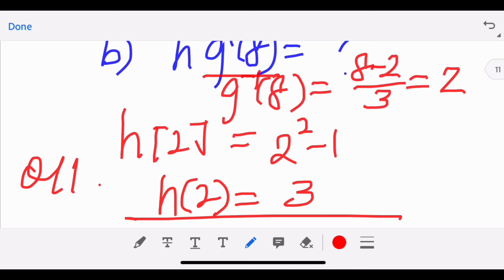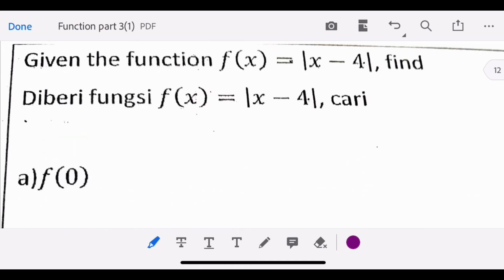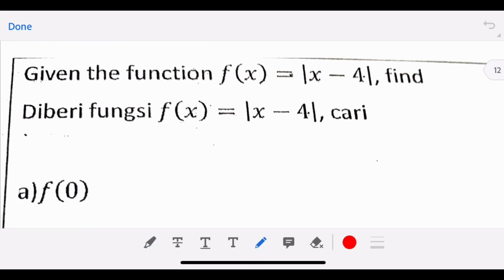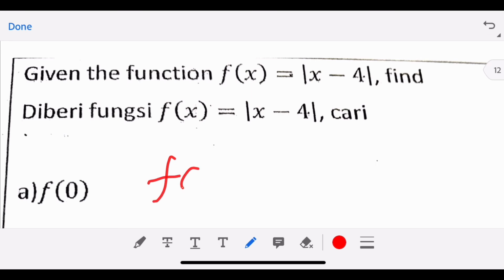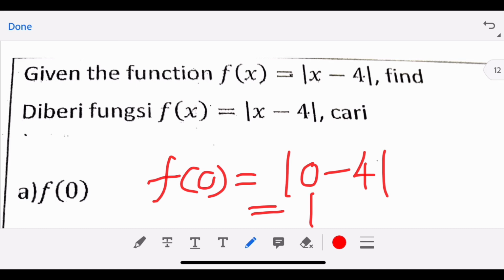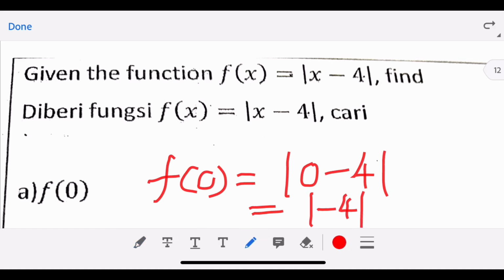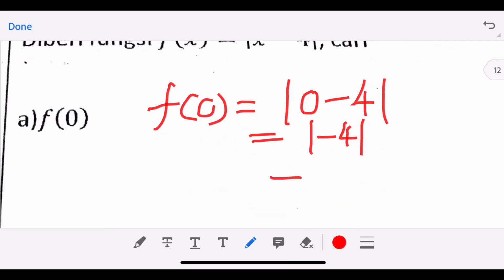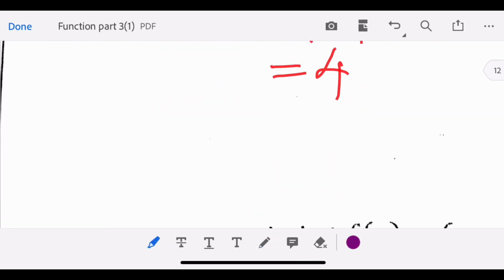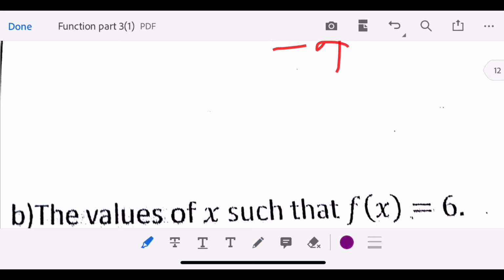h2 equal to 3. Okay, so I have discussed until 11. For number 12, let me see question number 12. Okay, this one is quite simple. F0, so you just substitute 0 inside, so it's modulus -4. So modulus for any answer will produce a positive answer, right? So this is positive.